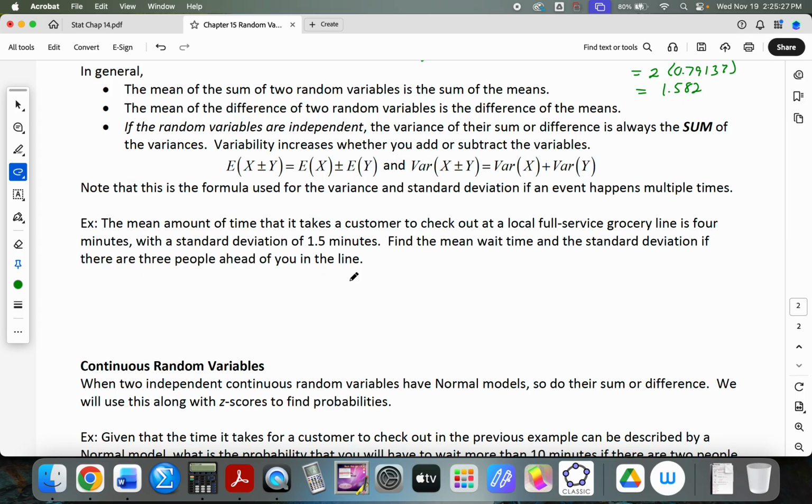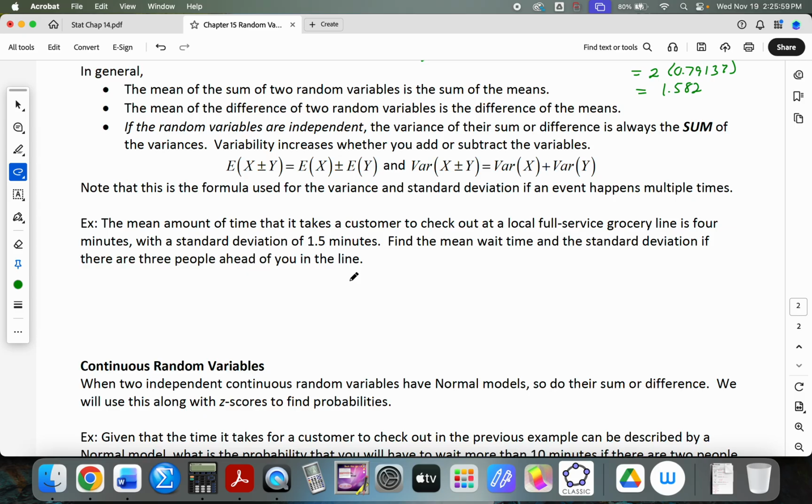So in general, the mean of the sum of two random variables is the sum of the means. So if you have the average of this random variable and the average of this other random variable, and you want the mean of the sum of those random variables, you just add them together. Okay? The mean of the differences is the differences of the means. That doesn't get a whole lot more straightforward. Here's where it's not as straightforward.